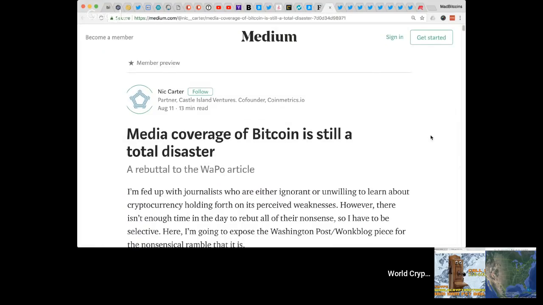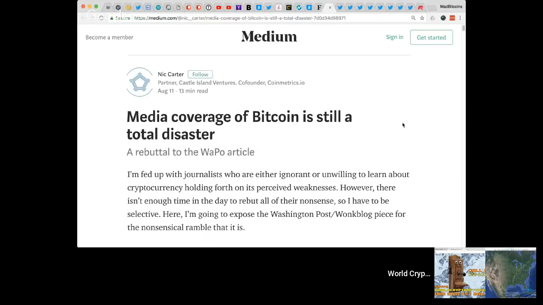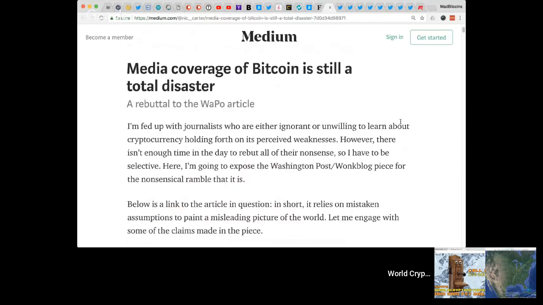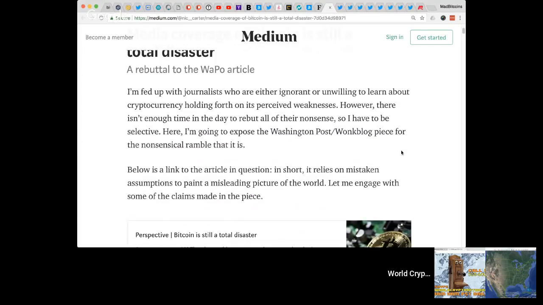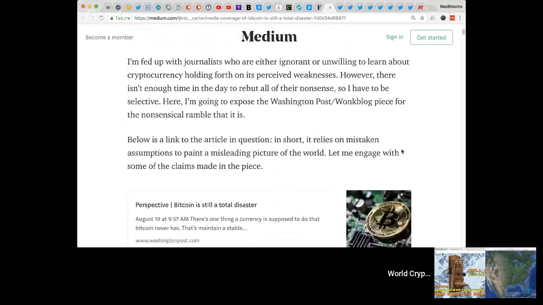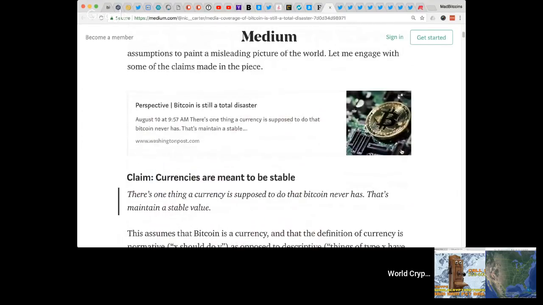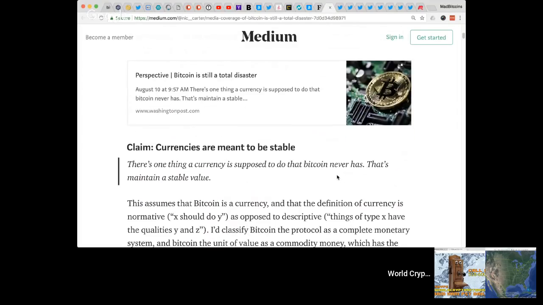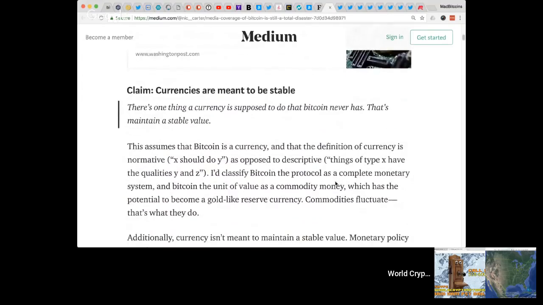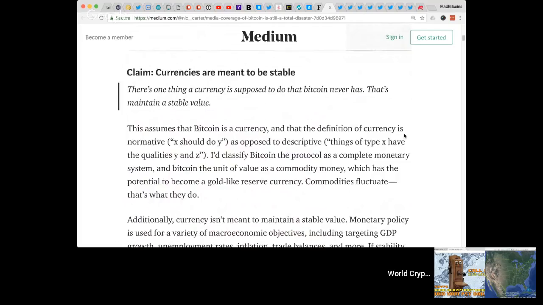The media coverage of Bitcoin is still a disaster. A fantastic Medium article from Nick Carter, a partner at Castle Island Ventures and the co-founder of CoinMetrics.io. He says the media coverage of Bitcoin is still a total disaster, and he's written a detailed rebuttal to the Washington Post slash Wonkblog piece for the nonsensical ramble that it is. The article in question, Bitcoin is still a total disaster, is full of false claims, which the author of this Medium piece thoroughly destroys.